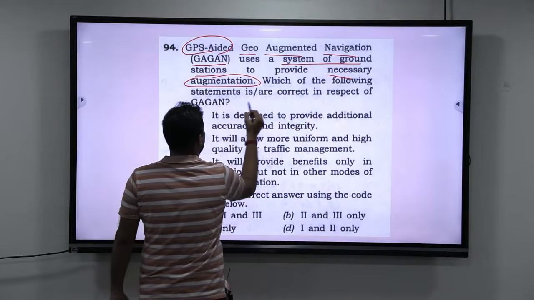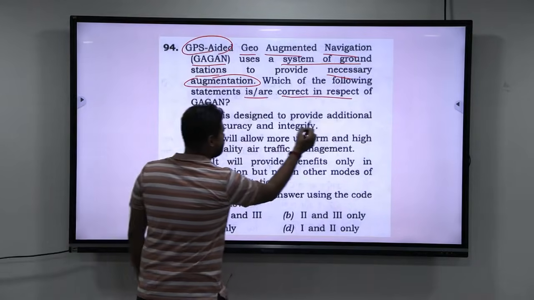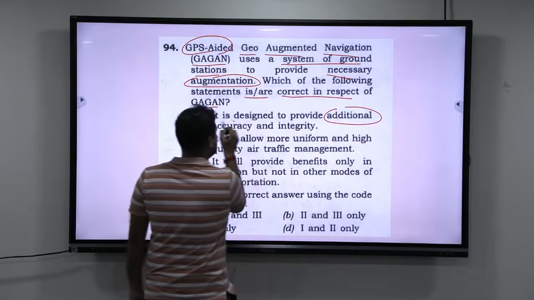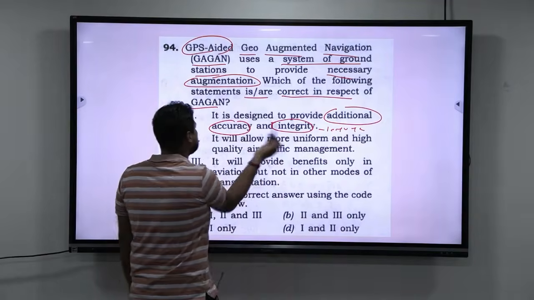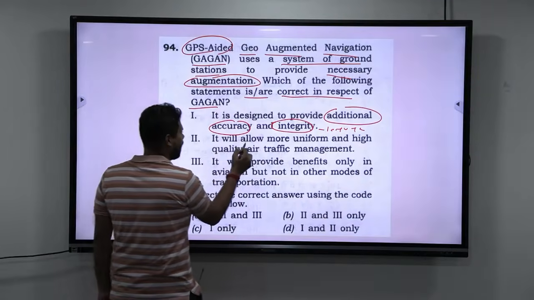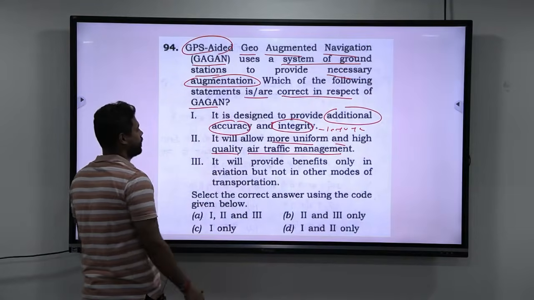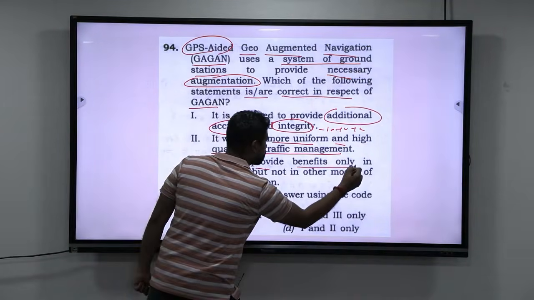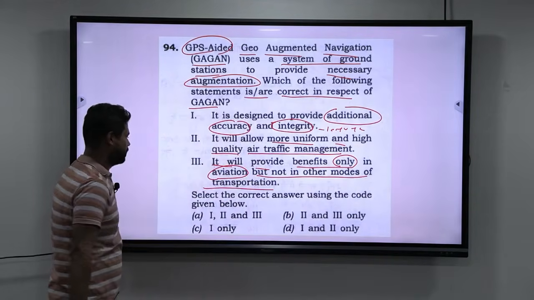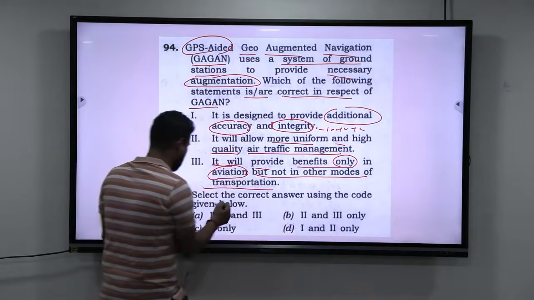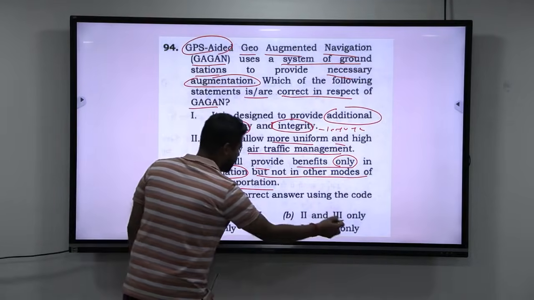Which of the following statements is or are correct in respect of Gagan? Let us see this. One, it is designed to provide additional accuracy and integrity. Next, it will allow more uniform and high quality air traffic management. Okay, next, it will provide benefits only in aviation but not in other modes of transportation. Select the correct answer using the code given below. 1, 2 and 3; 2 and 3 only; 1 only; 1 and 2 only.